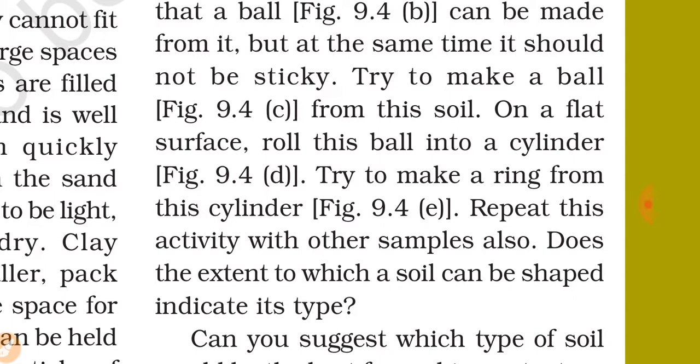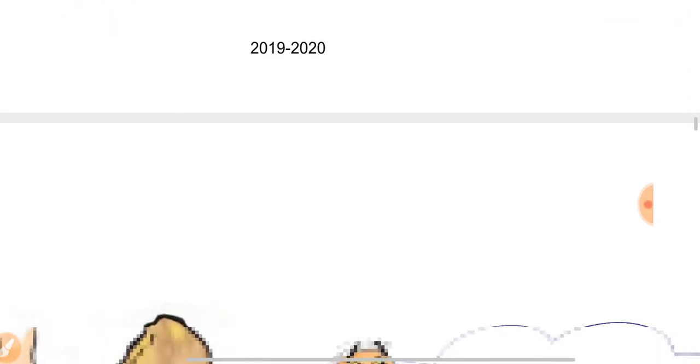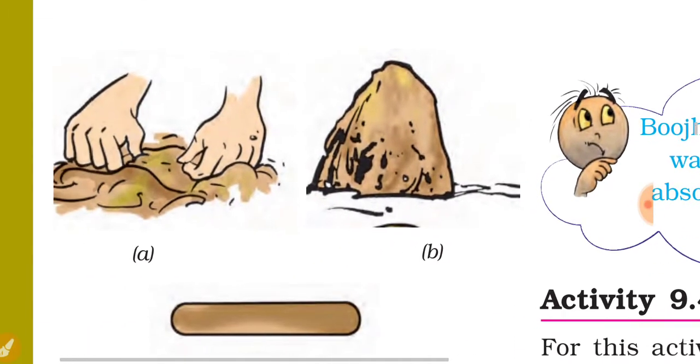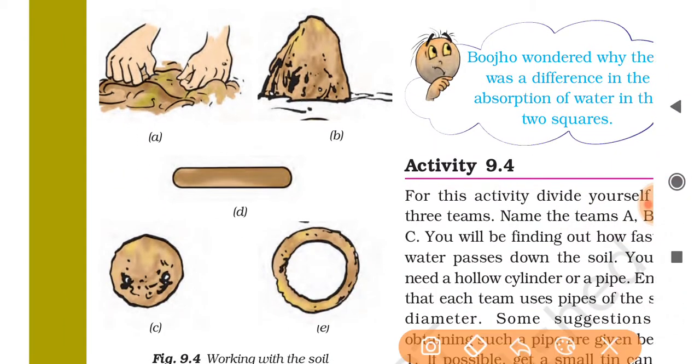Does the extent to which a soil can be shaped indicate its type? Can you suggest which type of soil would be best for making pots? Okay, and statues like that. So you have to do this activity. Okay, this type of activity. You have to make different types of samples.